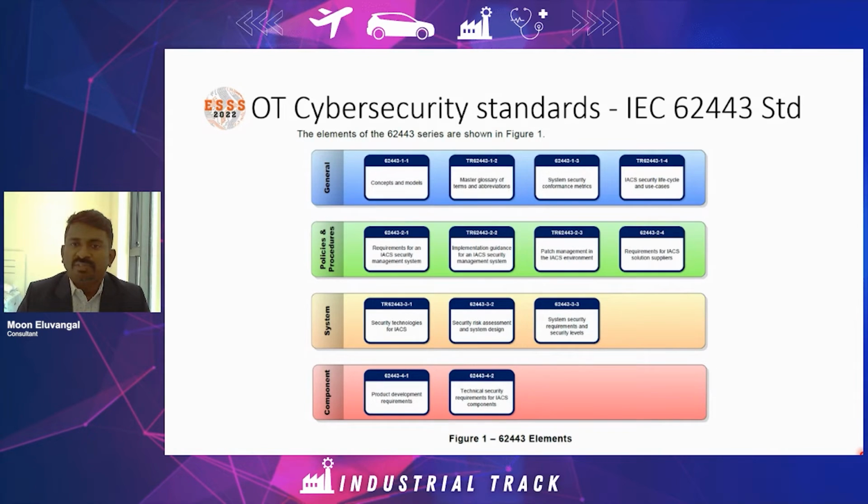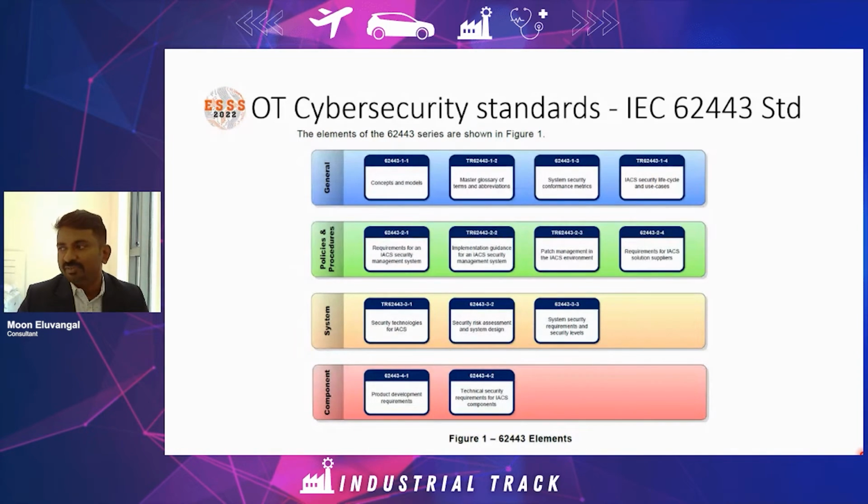The first one, the 6443-1 series, gives the general explanation about the glossary and terms which are used. The second series, 6443-2, talks about the policies and procedures to be followed by the asset owners and the service providers. And 6443-3 talks about the security of an ICS system.